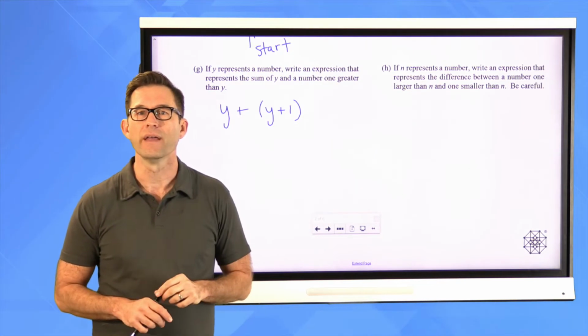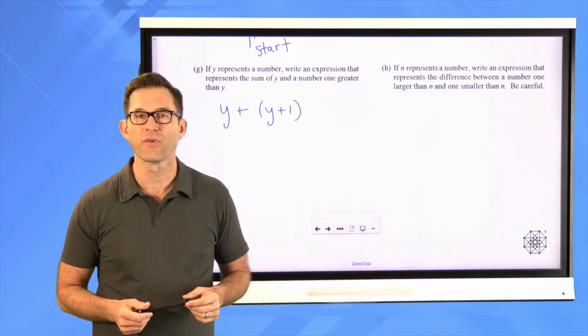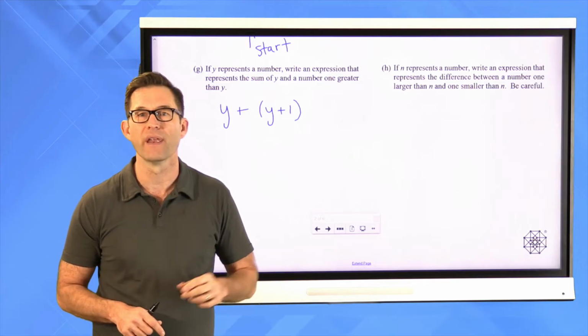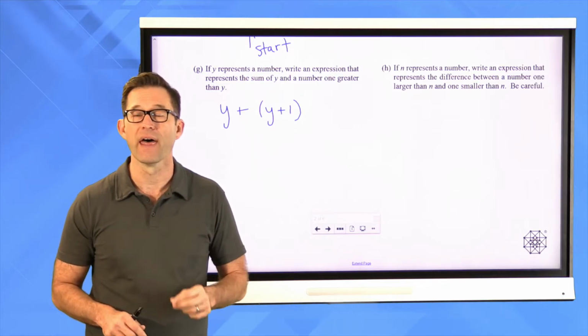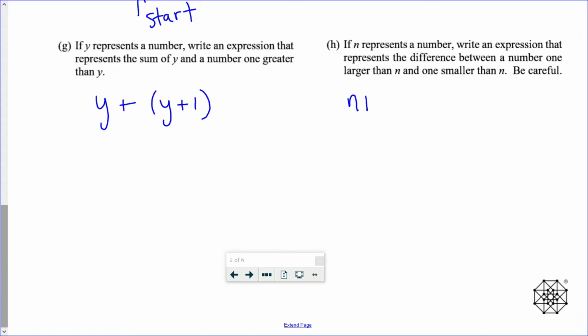Letter H, right? If n represents a number, write an expression that represents the difference between a number 1 larger than n and 1 smaller than n. Be careful. Well, 1 larger than n will be that, 1 smaller than n will be that, and I've got the subtraction.